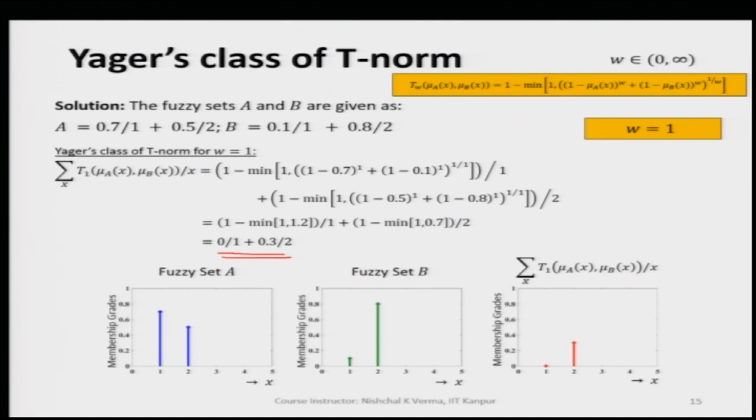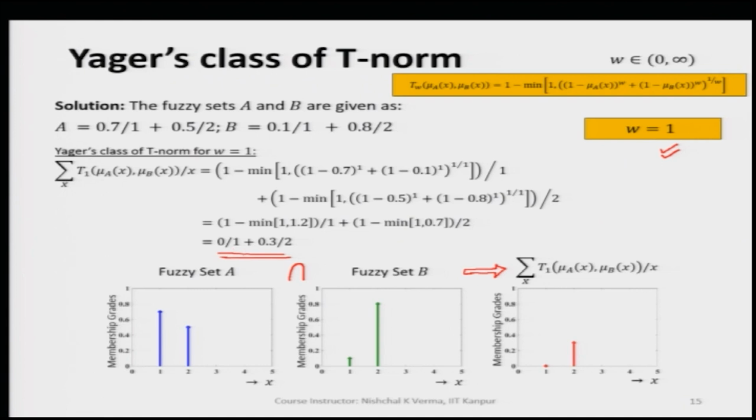So, we get again two terms where we have taken W is equal to 1, and for W is equal to 1, when we apply the Jaeger's class of T norm for finding the intersection of fuzzy set A and fuzzy set B, we are getting here two elements. In fact, we are getting only one element, because of the two elements mentioned here, one has the 0 membership value. So, 0 membership value is normally not included when we represent a fuzzy set.